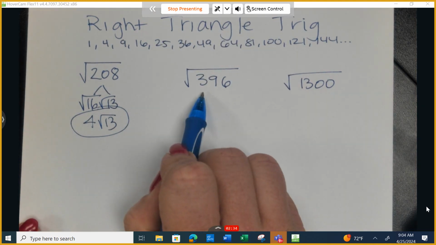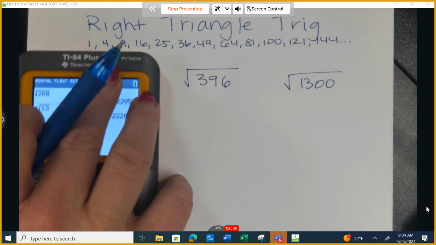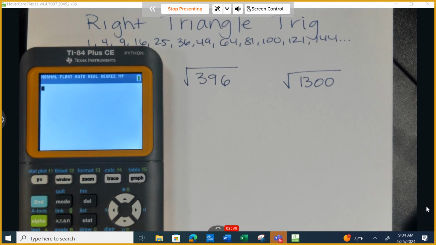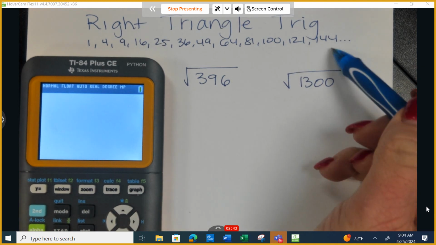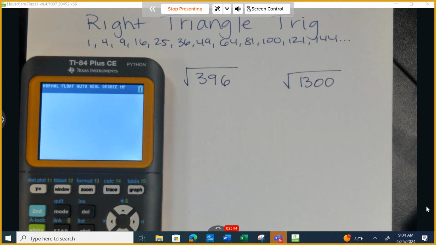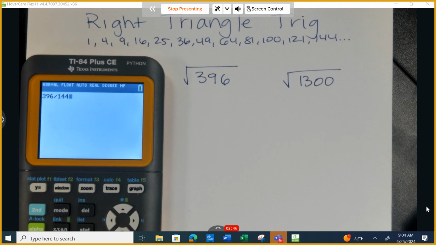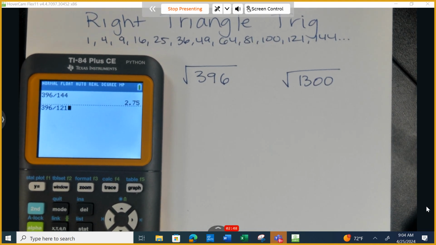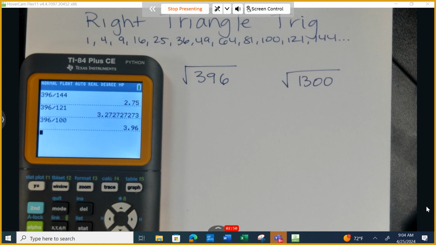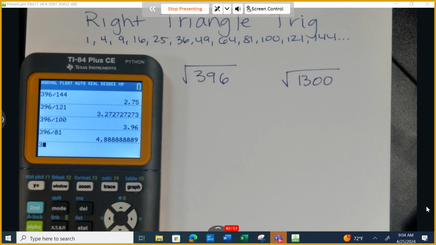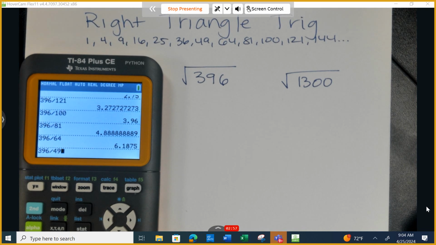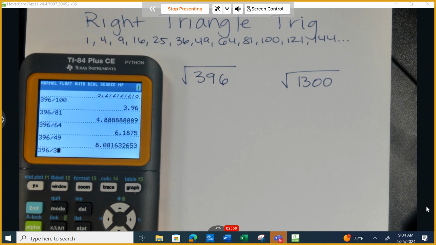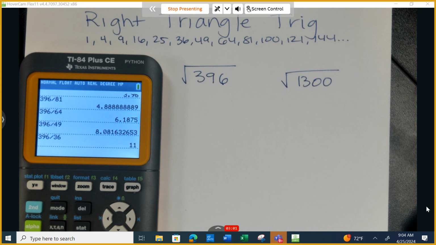Grab your calculator, and you are going to race me here. We are doing this one together. So I'm at 396. We want to choose the largest perfect square that nicely divides into this. We're working ourselves all the way back down here. 396, 144, 121. Oh. If you look up here, 36 is the first one that works.